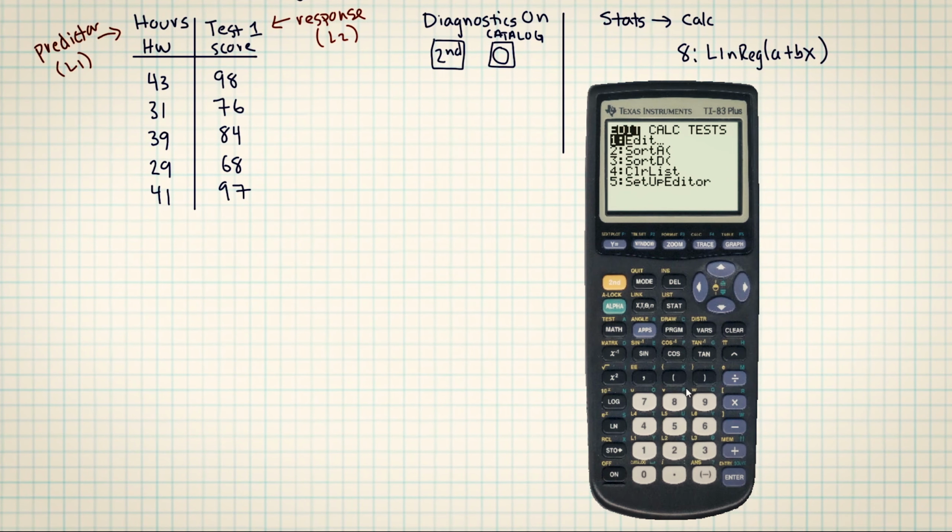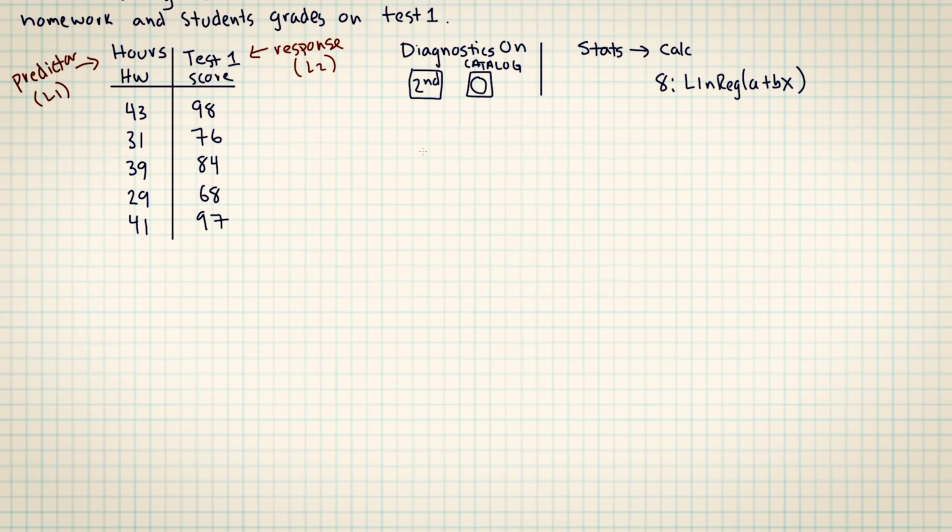Push the stats button and you go to calc, and then we're going to go down to option 8, LinReg a plus bx. And now that our diagnostics are on, it is going to spit out an R value. So we ended up with a very strong positive correlation. In this example, R equals 0.962.